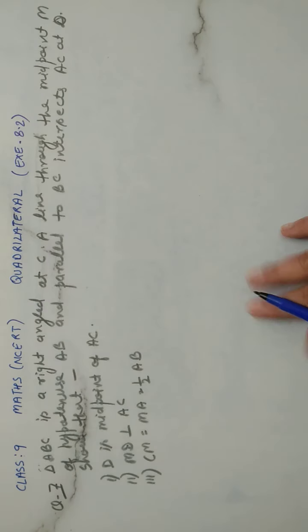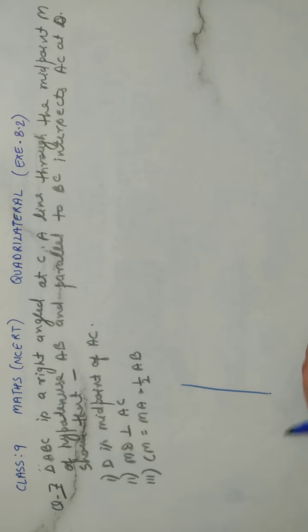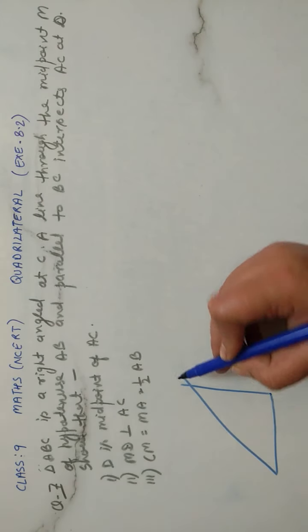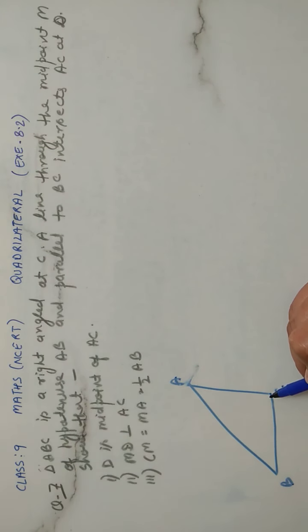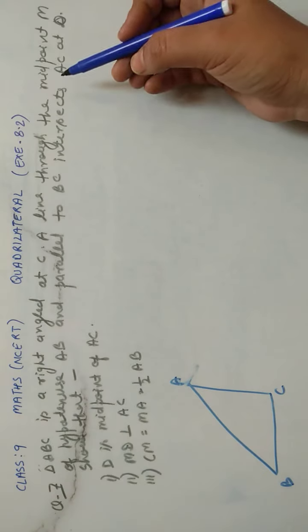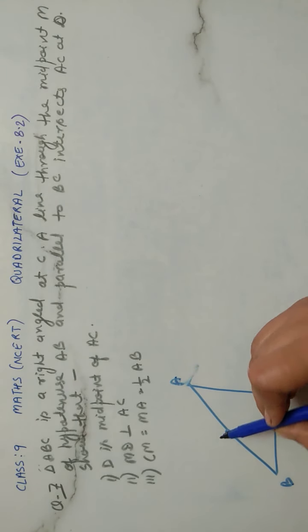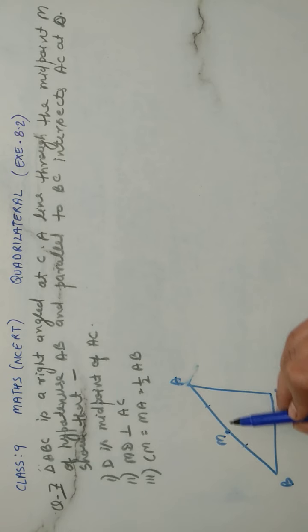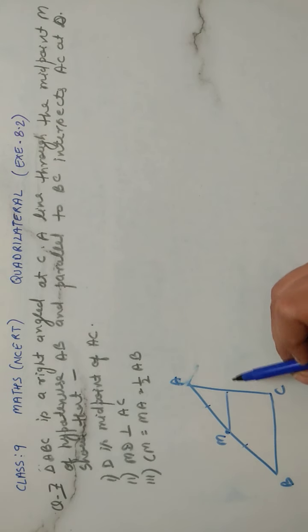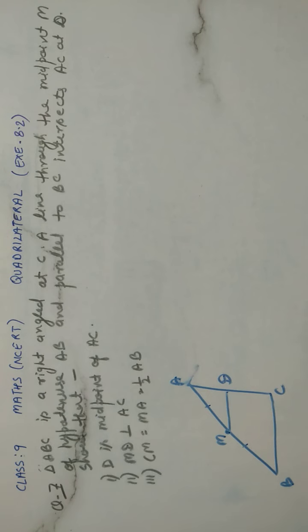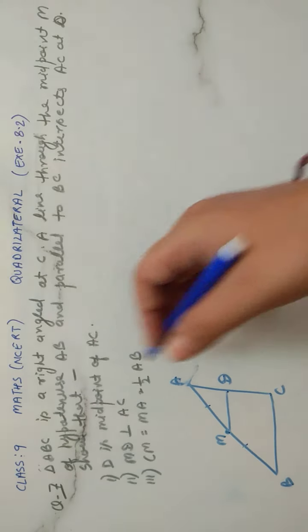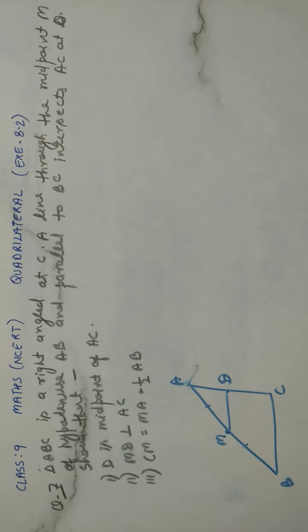ABC is a right angle triangle at C. So first we draw a right angle triangle right angled at C. We have drawn ABC. Now a line through the midpoint M of hypotenuse AB, parallel to BC, intersects AC at D. So MD is parallel to BC, which is given to us, and it intersects AC at point D. We need to prove that D is the midpoint of AC.